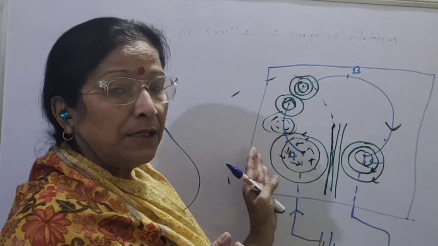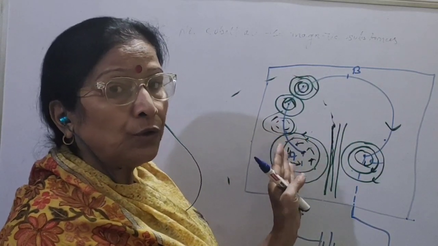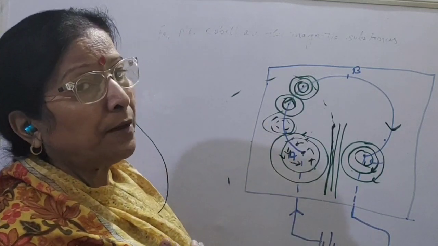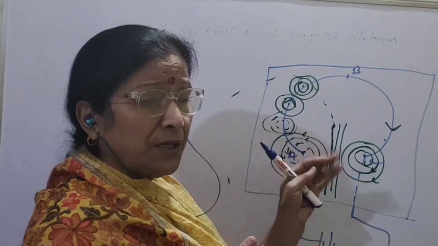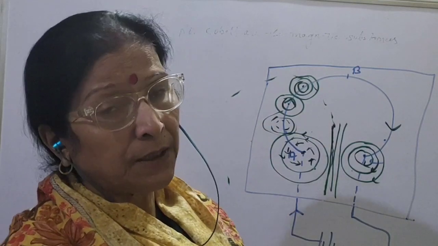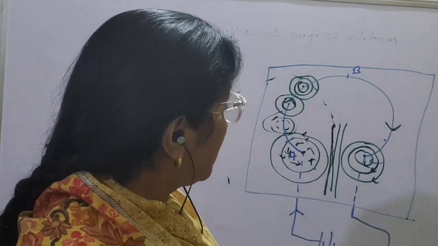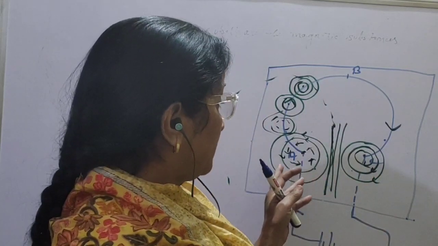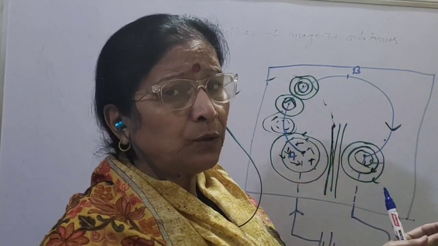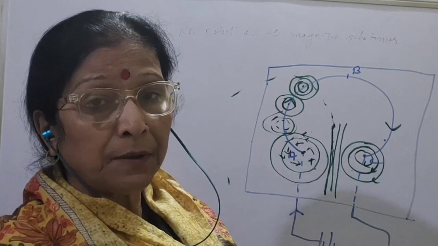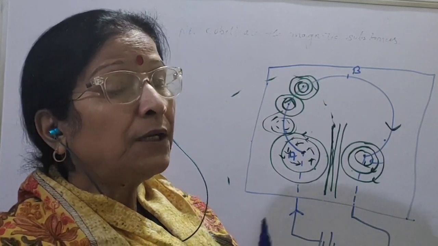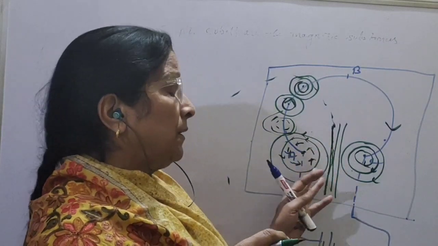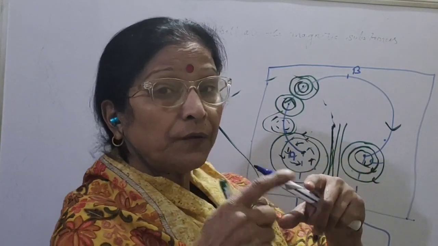Now the strength of the magnet due to the circular loop, a current carrying circular loop, will depend upon the strength of current. Stronger the current, stronger the magnetic field. Then the number of turns of the loop. If we increase the number of turns of the loop, then it becomes a coil, a solenoid as we call it. And then the radius of the loop.